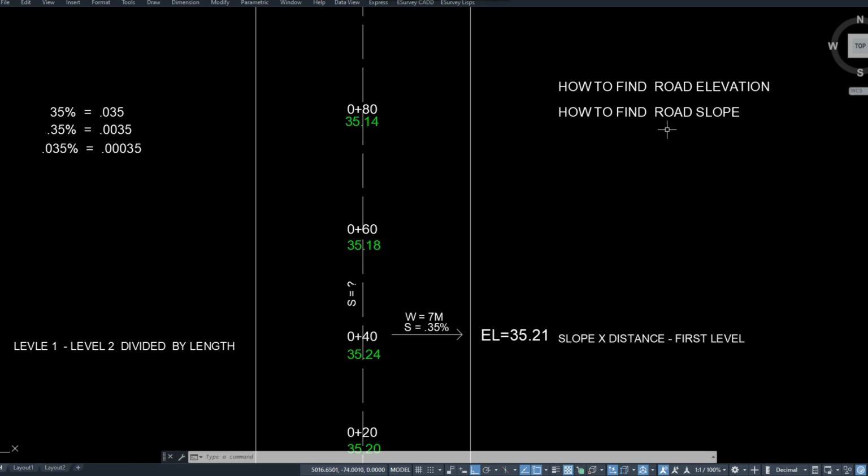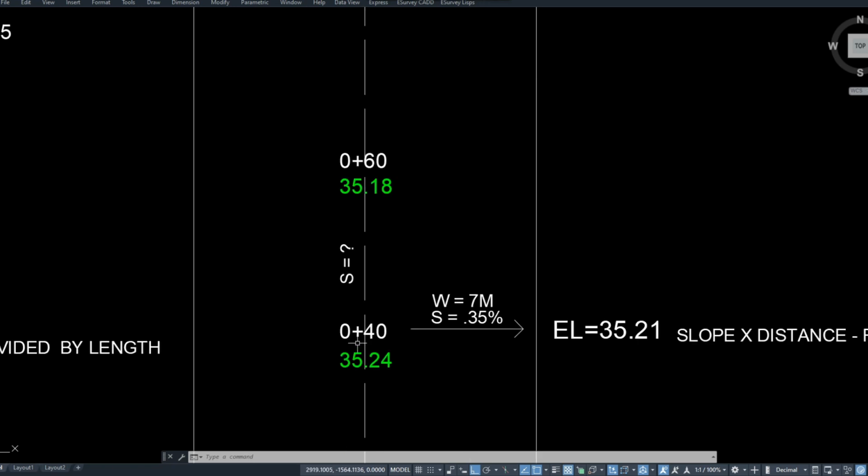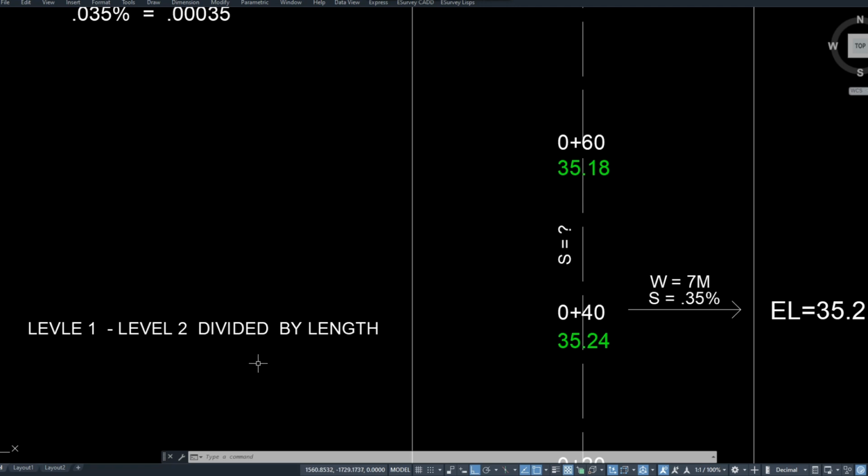Let's learn how to find slope. The distance between two stations is 20 meters. Now we need to find the slope between these two stations. The formula is level 1 minus level 2, divided by length, which is 20 meters.